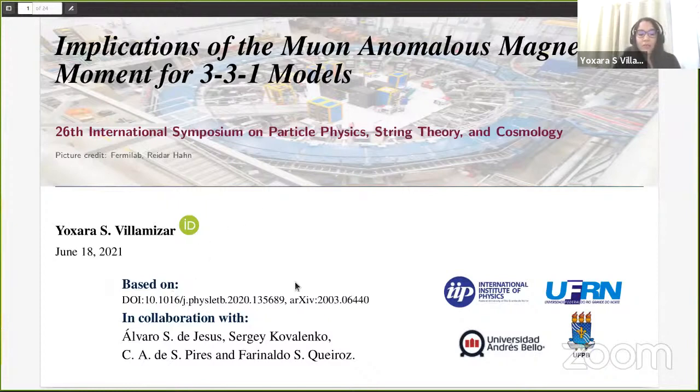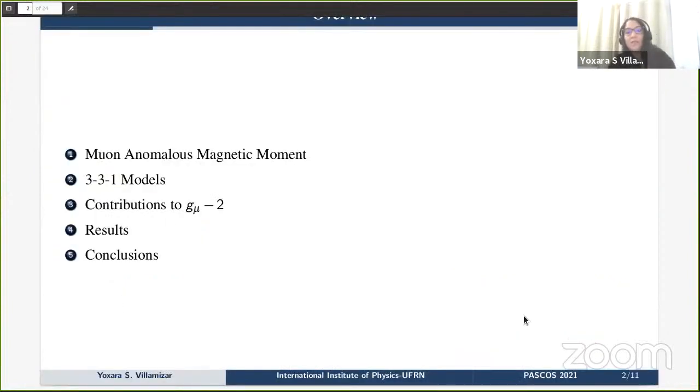This work is based on this arXiv paper, in collaboration with Alvaro de Jesus, Sergei Kovalenko, Carlos Pires, and my advisor, Farinaldo Queiroz, from these universities in Chile and Brazil. The summary of this talk is the following. First, I will introduce the muon anomalous magnetic moment. Then I will explain the 331 models and their contribution to g-2. And finally, I will show the results and conclusions.